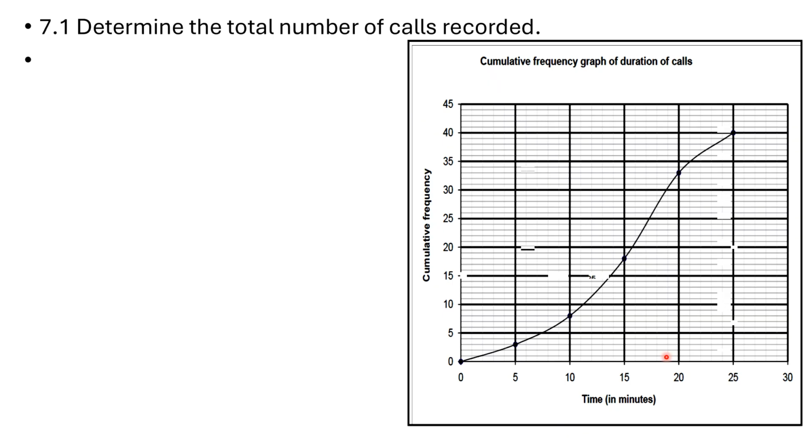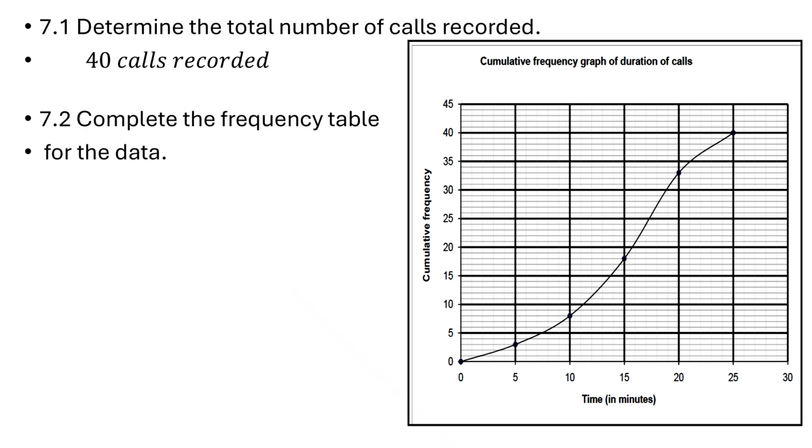Right? Determine the total number of calls recorded. So according to cumulative frequency, the highest value it goes to is 40. So therefore we recorded 40 calls. Right, 7.2, complete the frequency table for the data.